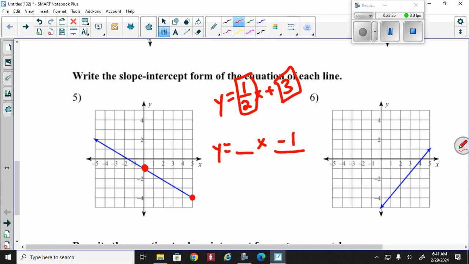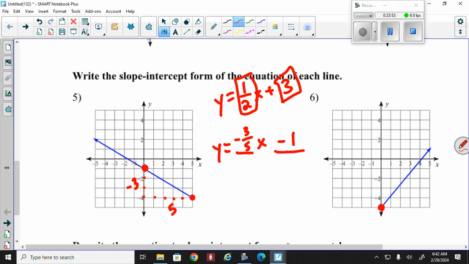So I'm just going to count. I'm going to count down 1, 2, 3. So I subtract a 3. Then 1, 2, 3, 4, 5, plus 5. So my slope is going to be negative 3 over 5. There you go.